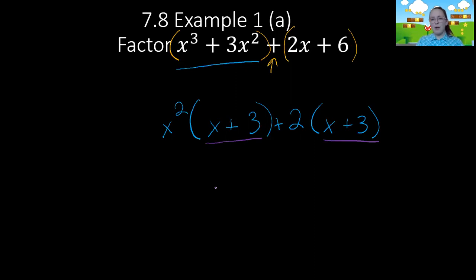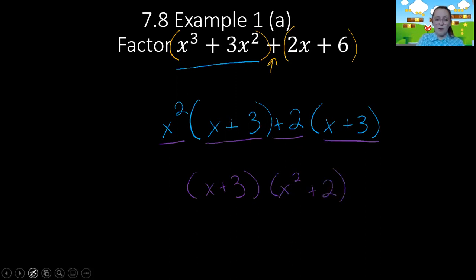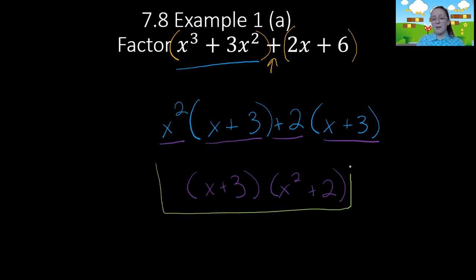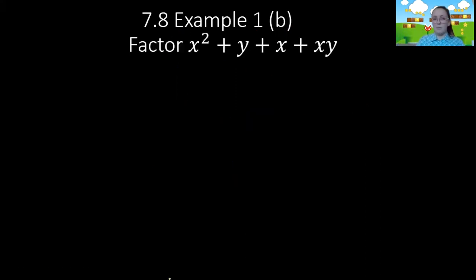So now we just have to write this in factored form. We're going to have our x plus 3, and then we write these outside ones over here, our x squared plus 2. And that's it for this. We've done this before, which is why this one's going to seem to go really fast. So this is our answer right here. We're done. Yay!